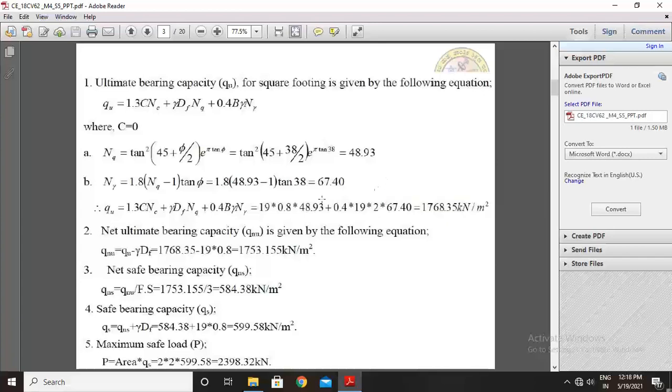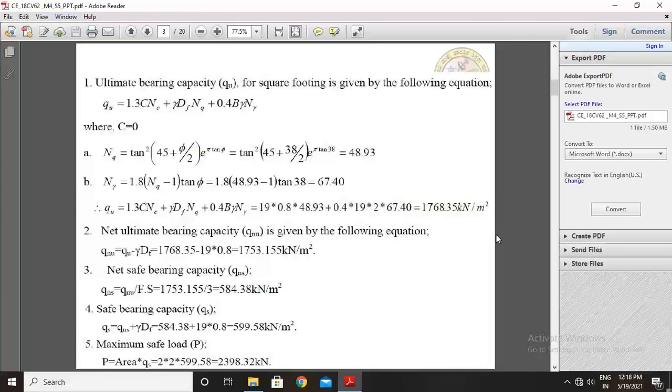Now calculate N gamma equal to 1.8 times (Nq minus 1) into tan phi. This is the empirical equation. Now substitute the values here. Here Nq is 48.93 and phi is 38 degrees. So while solving this equation, we are getting N gamma as 67.4.